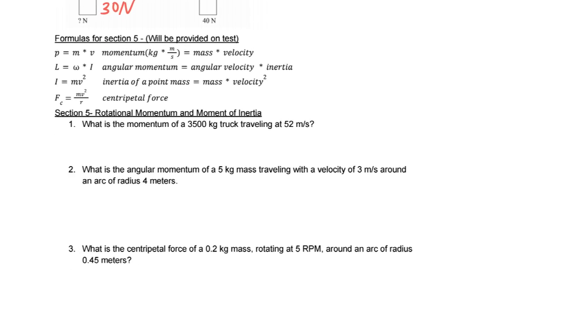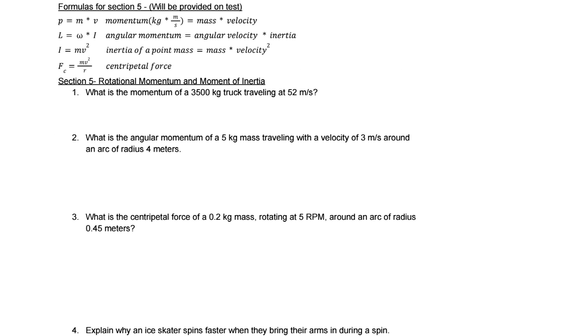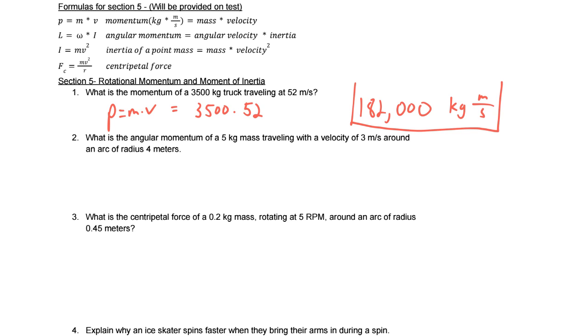And on to some rotational momentum and moments of inertia problems. We'll start with number 1. Momentum of a truck. So this is just linear momentum. So we'll use the formula P equals M times V, which equals 3,500 times our velocity of 52. And we get 182,000, and that is kilogram meters per second, our unit of momentum.